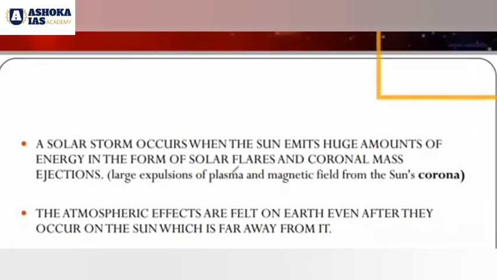Now, what is solar storm? A solar storm occurs when the sun emits huge amounts of energy. As we know, in the sun, nuclear fusion is going on and hydrogen combines to form helium. And in this process, they release a huge quantity of energy. They release most of this energy in the form of coronal mass ejections. Now, what are coronal mass ejections? They are large expulsions of plasma and magnetic field from the sun's corona.